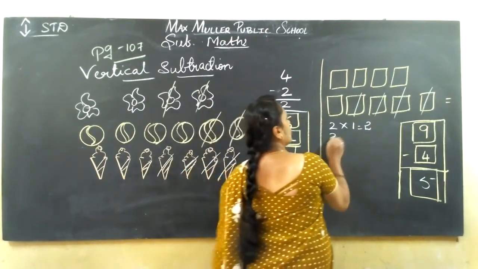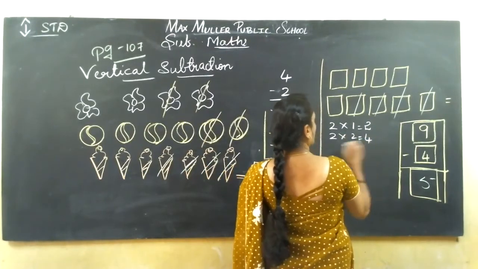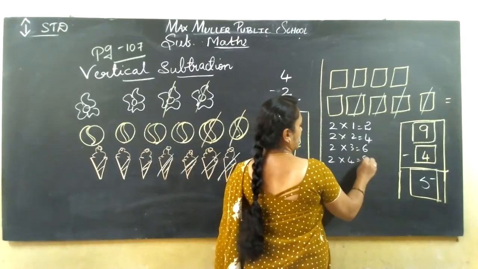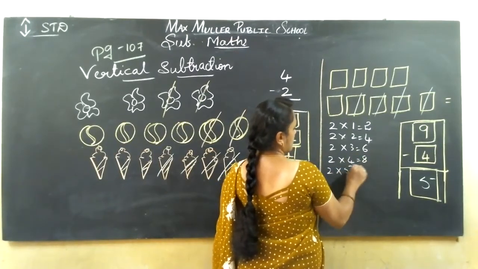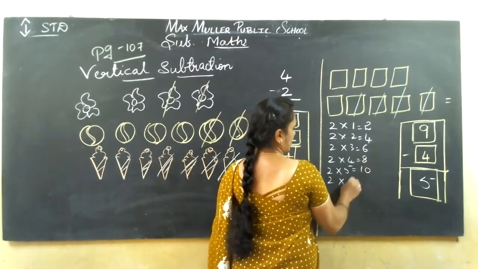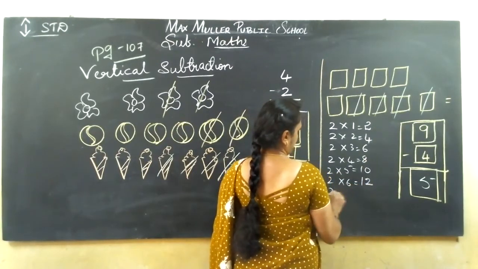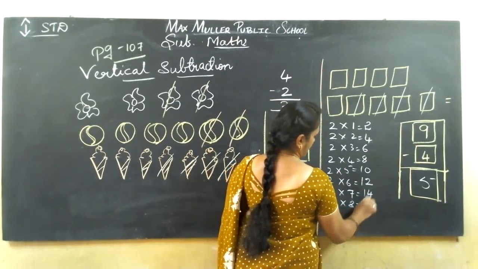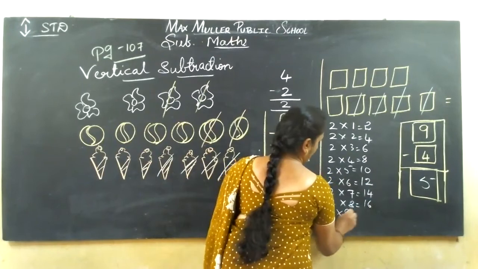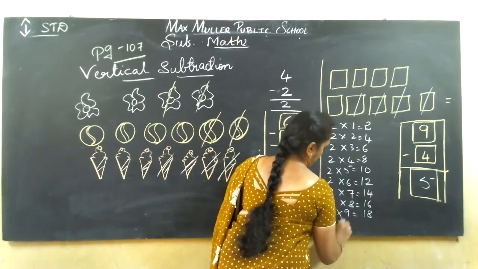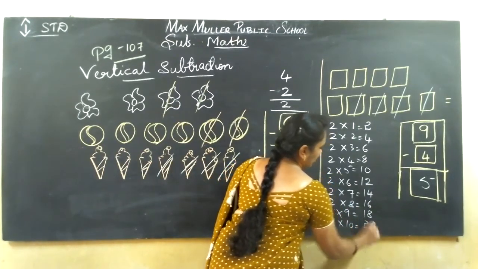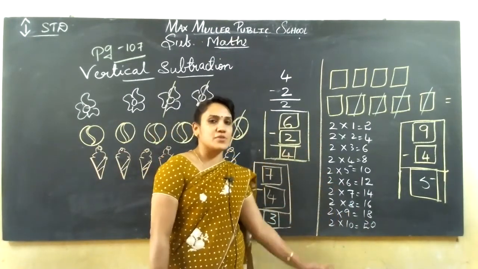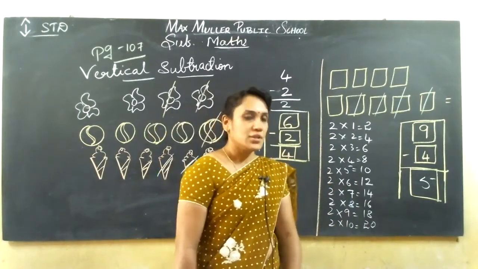2 ones are 2. 2 twos are 4. 2 threes are 6. 2 fours are 8. You should say only 2 fives are 10. 2 sixes are 12. 2 sevens are 14. 2 eights are 16. 2 nines are 18. 2 tens are 20. We were continuously doing sums, so just to refresh your mind, I'm revising the tables.